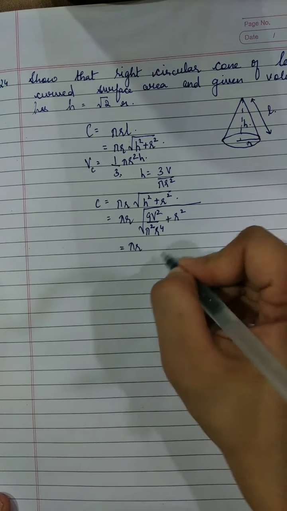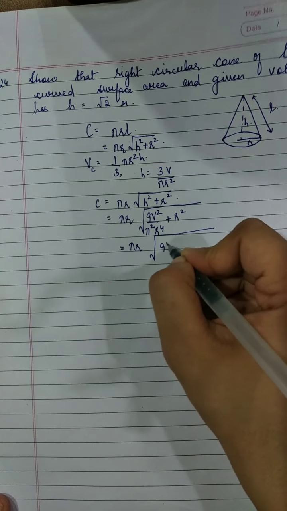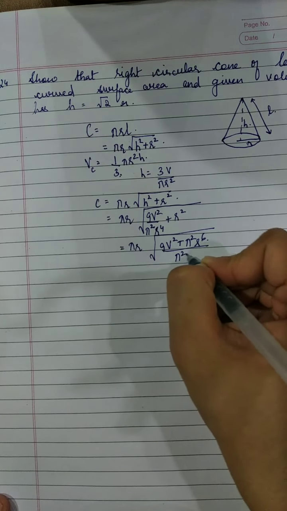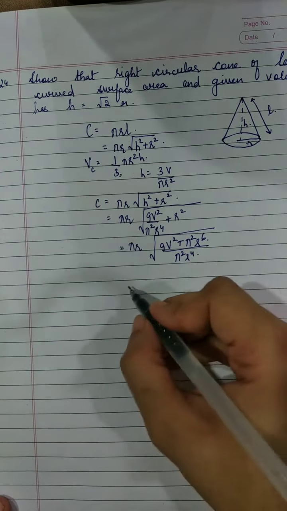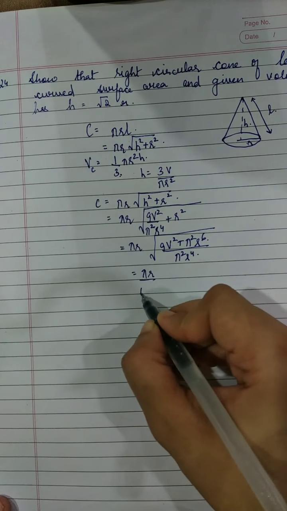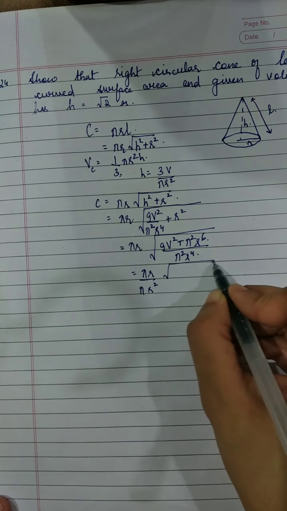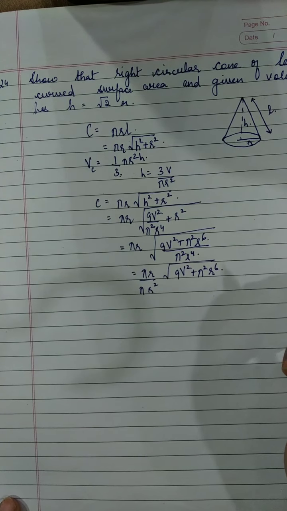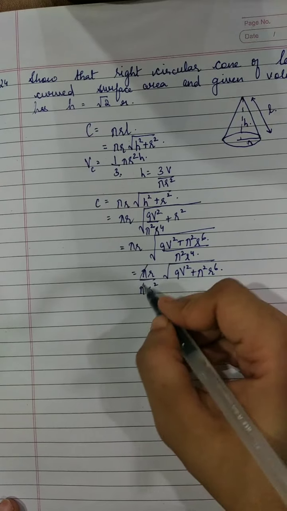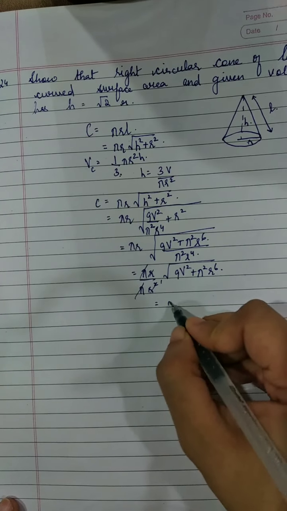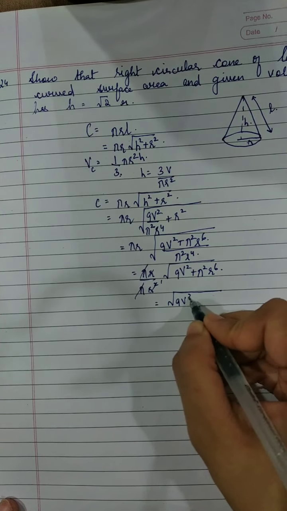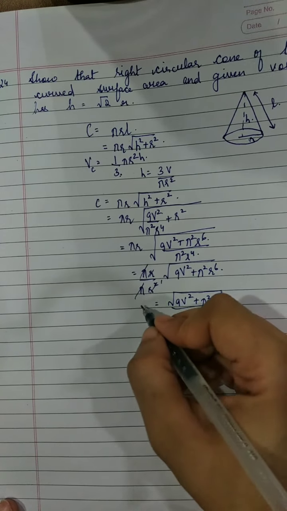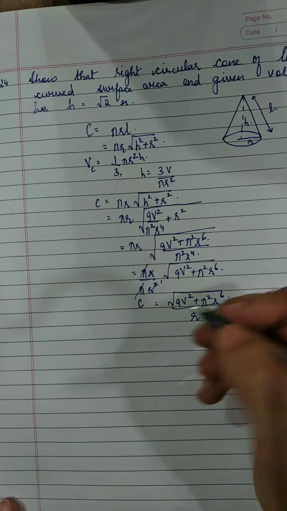So we have pi r under root of 9v square plus pi square r to the power 6 upon pi square r to the power 4. So this is pi r upon pi r square under root of 9v square plus pi square r to the power 6, right? Pi and pi gets cancelled, this and this. So we have under root of 9v square plus pi square r to the power 6 upon r. This is the curved surface area which has to be minimized.